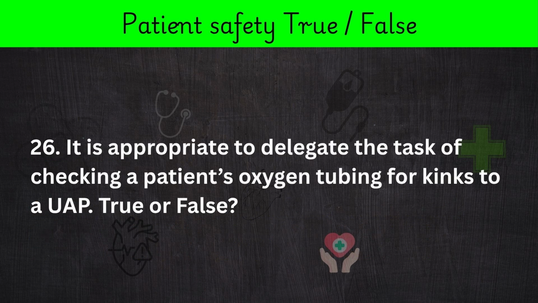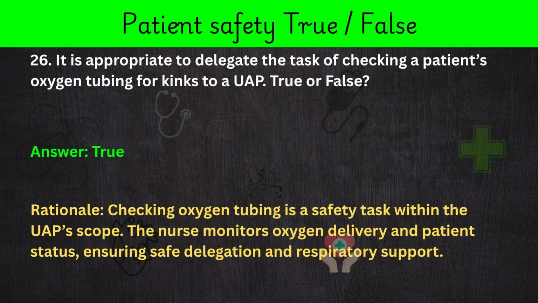26. It is appropriate to delegate the task of checking a patient's oxygen tubing for kinks to a UAP. True or false? Answer: true. Rationale: Checking oxygen tubing is a safety task within the UAP scope. The nurse monitors oxygen delivery and patient status, ensuring safe delegation and respiratory support.